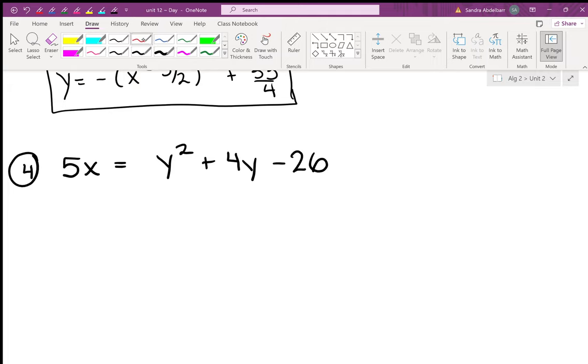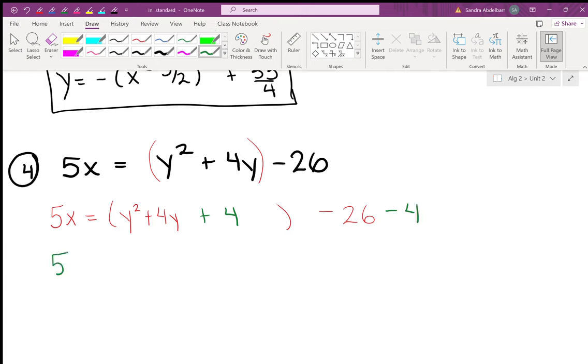So what we're going to do is group together the y's. So we're going to have 5x is equal to y squared plus 4y, leave that negative 26 on the outside. Half of 4 is 2, 2 squared is 4. Now, what do I do outside the parentheses? Subtract 4, you got it. So now I'm going to have 5x is equal to the quantity of y plus 2 squared minus 30.